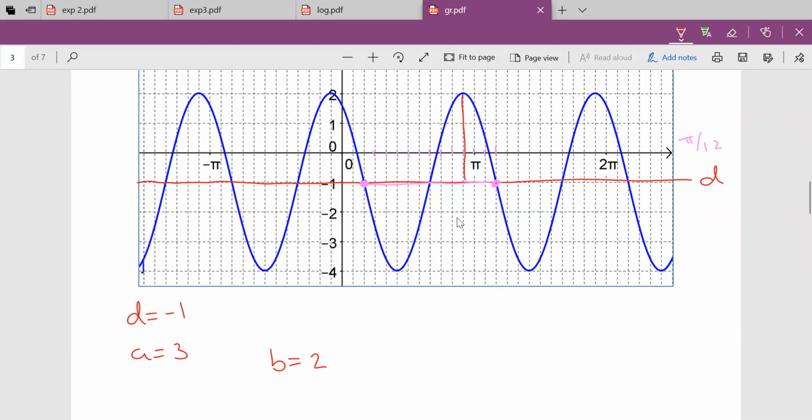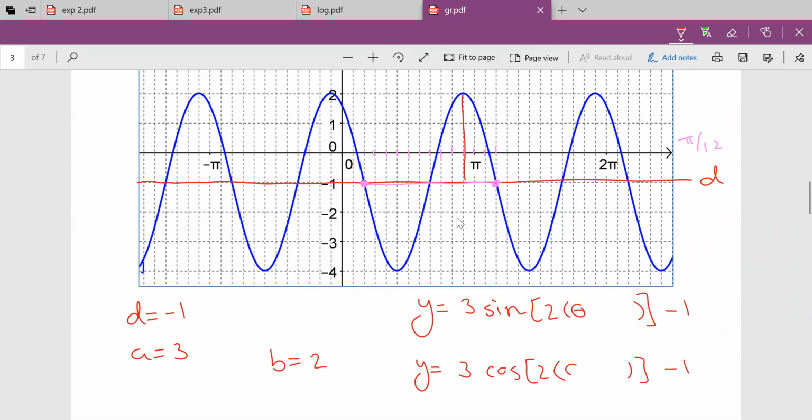Okay, so if I'm going to write the equations of these two things here, I'm going to do sine and cosine. Everything stays the same except for the c value. Okay, so here we go. A is 3. Bang, bang. B is 2. Build it in factored form. Bang, bang. D value doesn't change. Bang, bang. Okay, this should be theta and theta. Okay, C value is the only thing that changes.